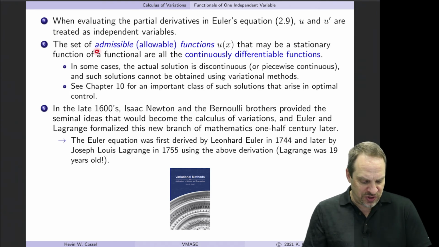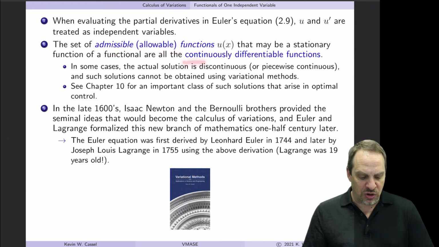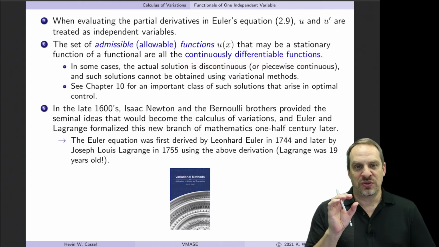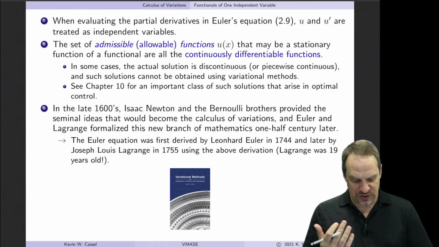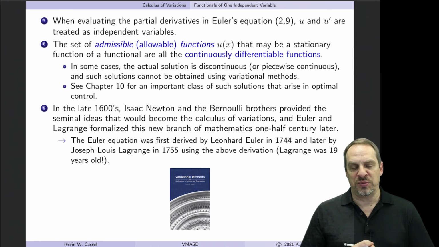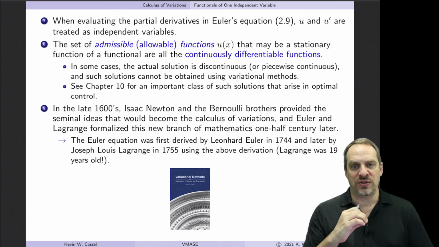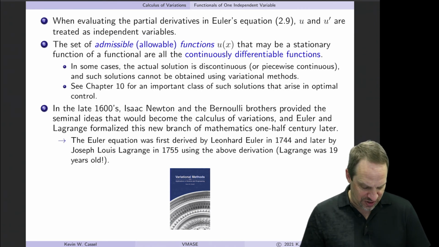Now the admissible functions, the allowable solutions, the results u of x that you can get are all going to be continuously differentiable. So in other words, the only possible solutions of a variational calculus problem are smooth functions, as you might expect. There are cases, particularly in optimization problems, where the optimal solution is not smooth. We'll see some examples of that in chapter 10 later on, and I'll show you how to treat that in that particular case. But we will not get those discontinuous solutions from this traditional variational approach that we're discussing right now.